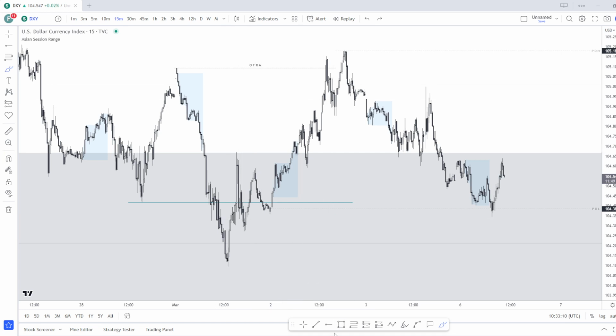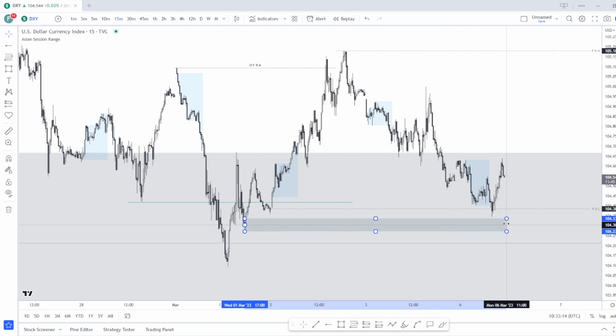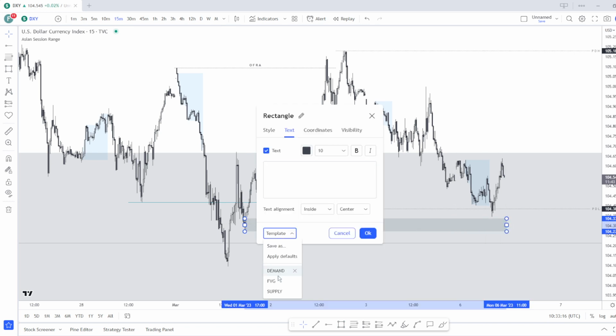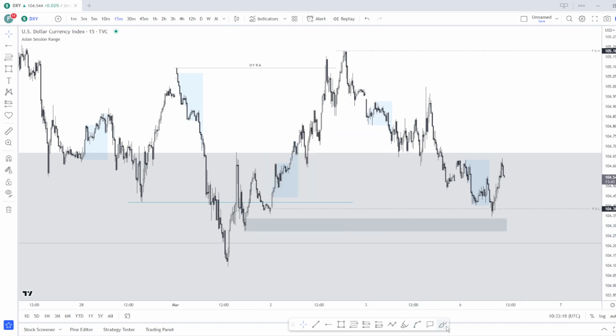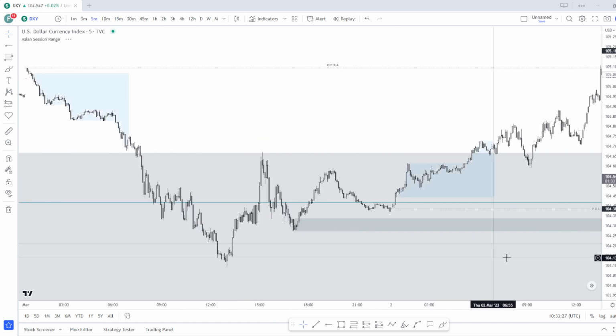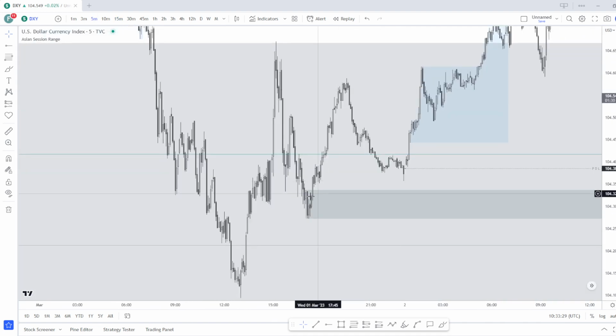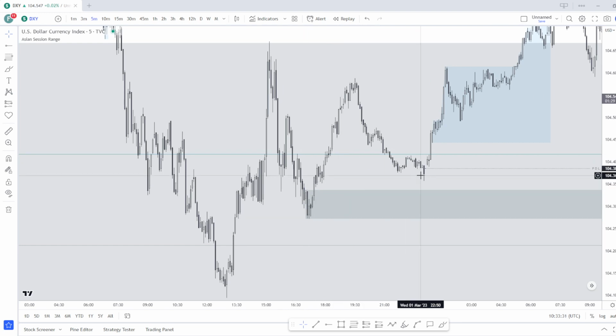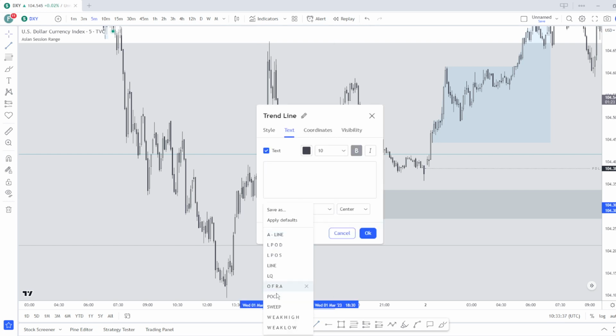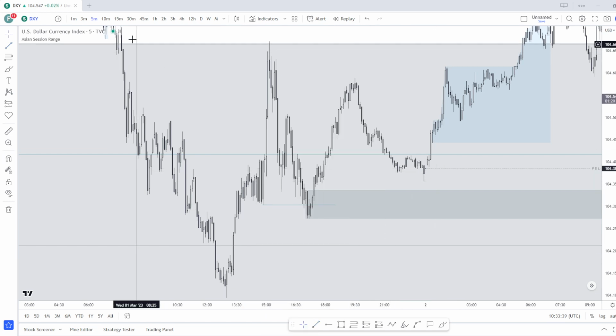There is potentially this, you could call this 15 minute POI demand, because it has inducement and it's swept liquidity. Let's have a look down on the lower time frame. But you know, just the way it's formed, it's not my favourite POI, but nonetheless it's still valid to potentially see something at.